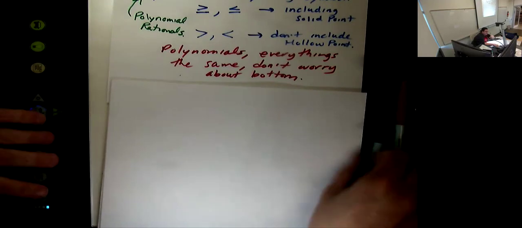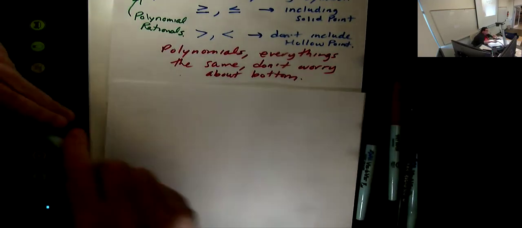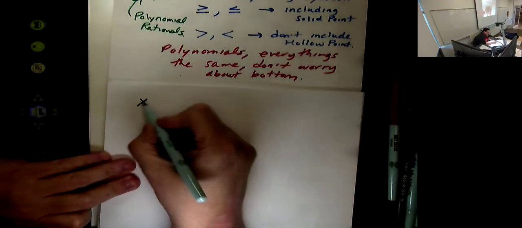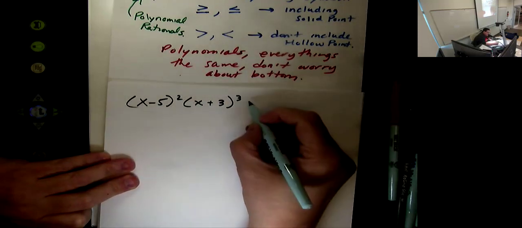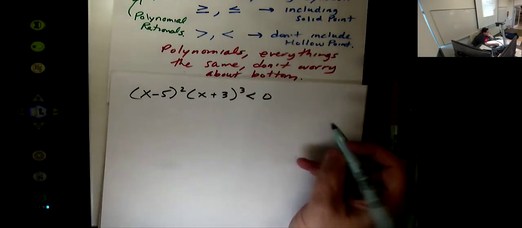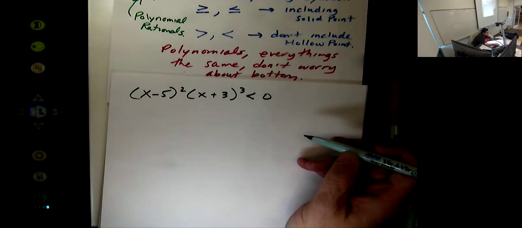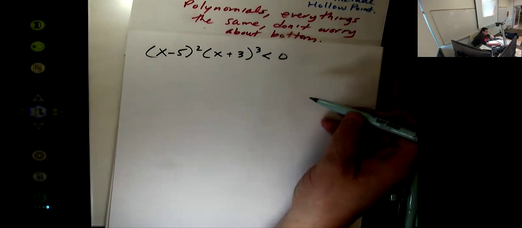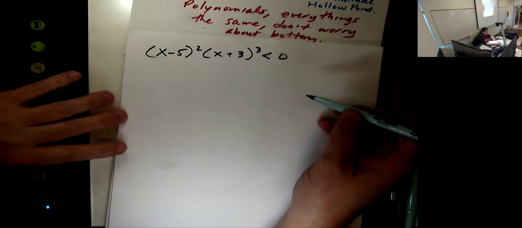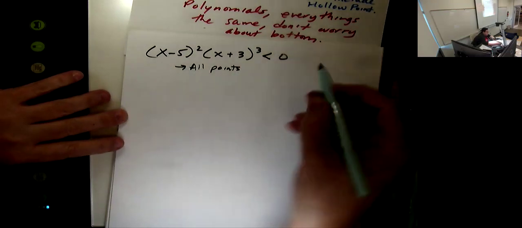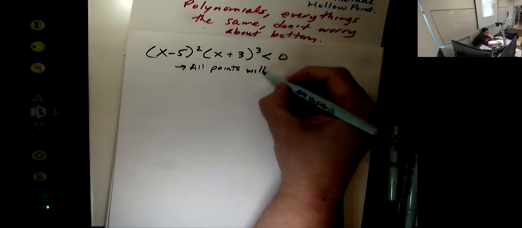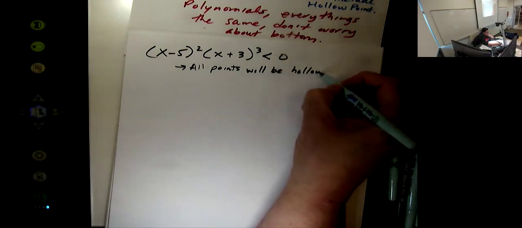So I'm gonna do a polynomial and we're gonna speed run this with 5 minutes left. I'll give it to you in factored form. Let's do x minus 5 squared and x plus 3 cubed, and we'll say less than 0. So all points, will they be hollow or solid? No, hollow, because there's no equal sign.